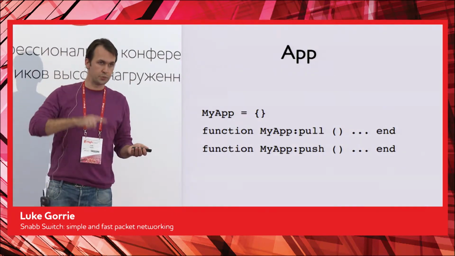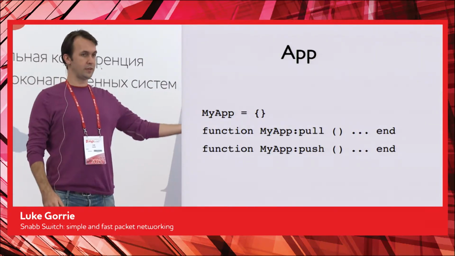Then it just calls the push methods on all of the apps, and they can look at their link, see what packets they have to do, and decide what to do with them. They can drop the packet, they can transform it, they can pass it on to the next one, they can write it out onto a physical network, anything.